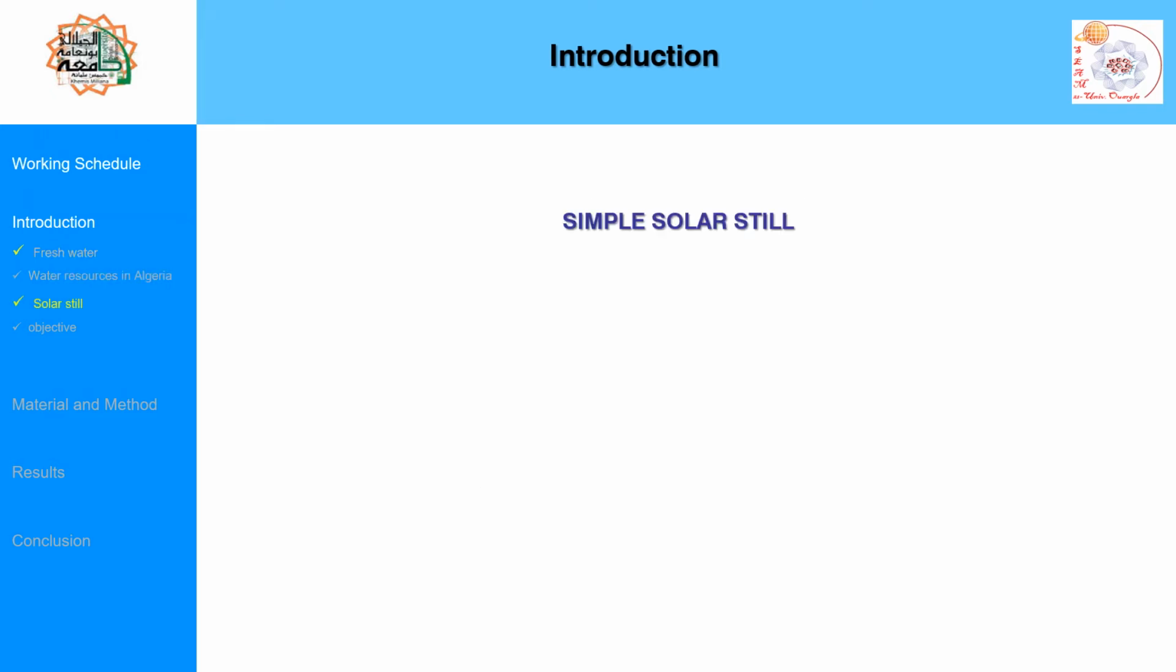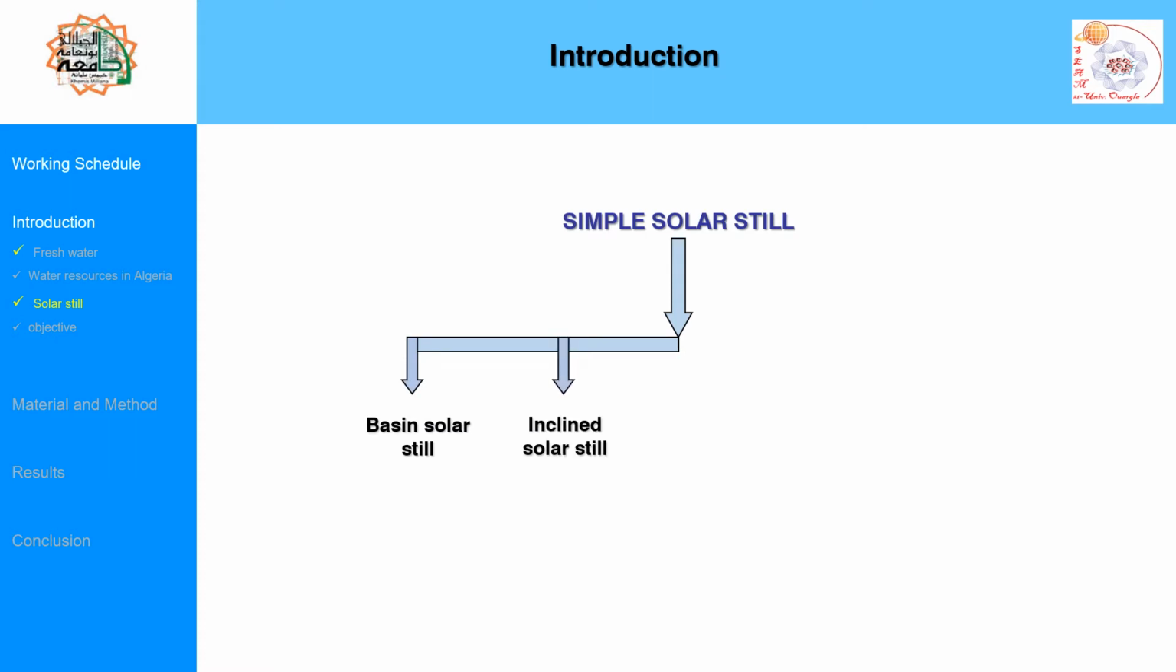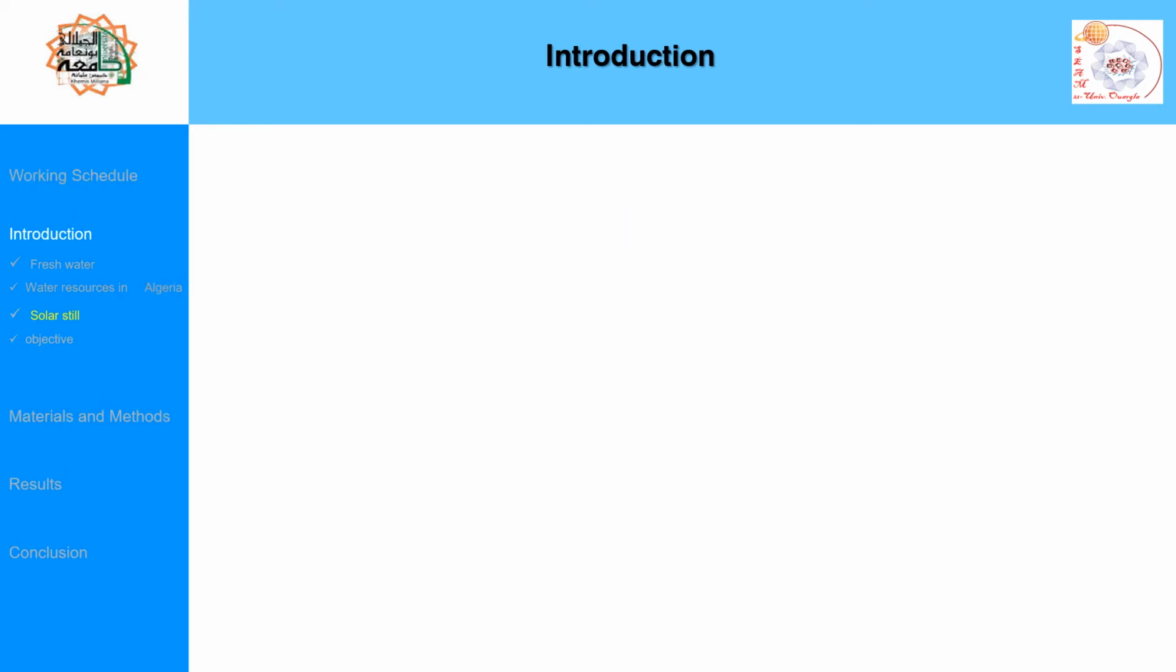The simple solar still can be classified according to its design. We can find the basin solar still, the inclined solar still, the vertical solar still, and the spherical solar still. Basin solar still is one of the systems used to produce fresh water.